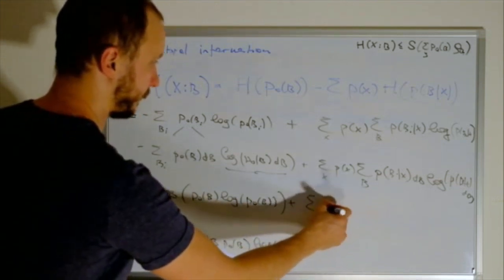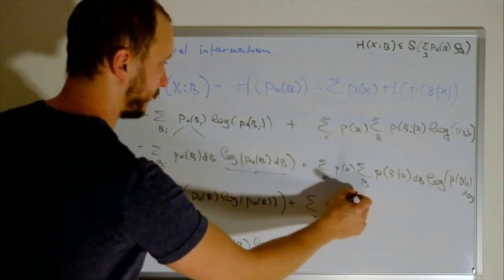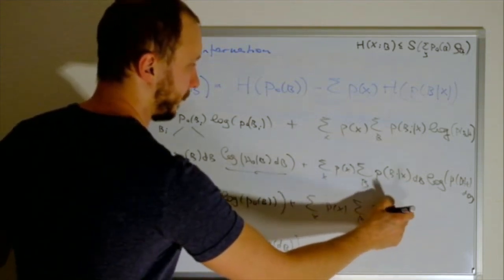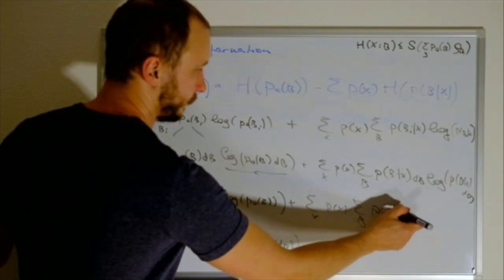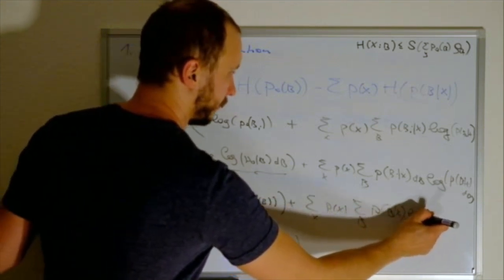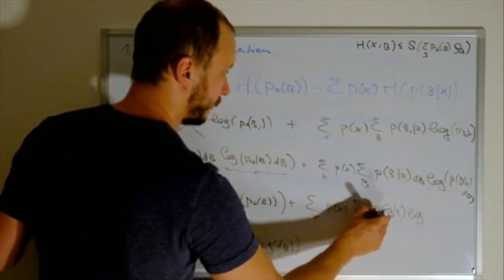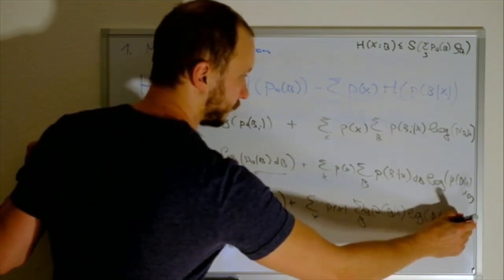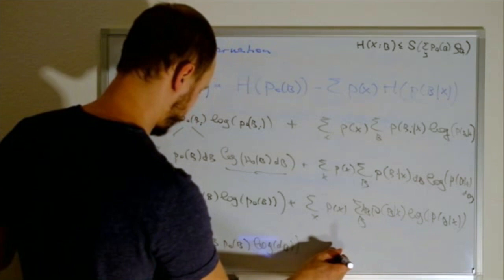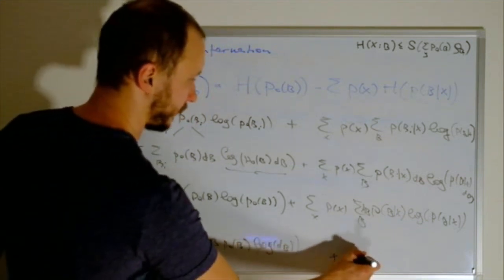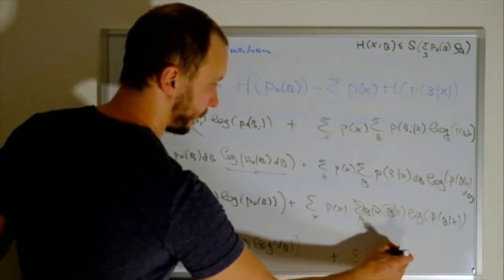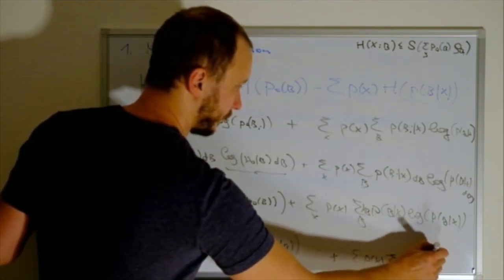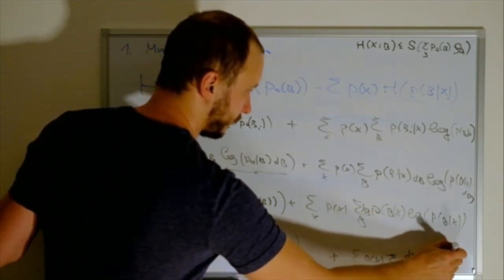And here we get the sum over x, the sum over b, p of b conditional on x, log of db, log of p of b conditional on x, plus the sum over x of p of x, the sum over b of db, p of b given x, log of db.